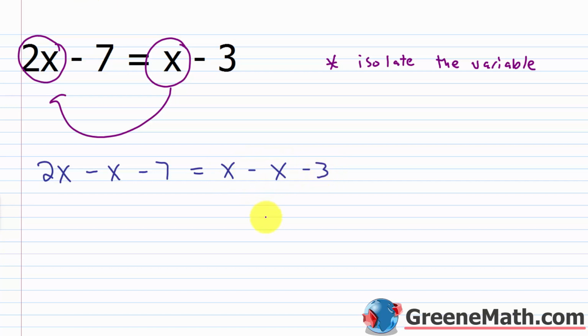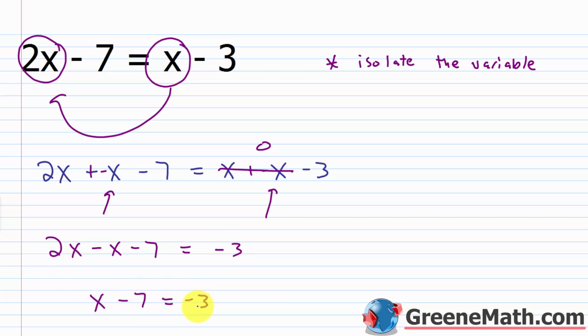Again, all I did was subtract x away from each side. Or again, you could write this as plus negative x. It doesn't matter, whatever is more convenient for you. x plus negative x is 0, so this is gone. I now have 2x minus 7 is equal to negative 3. Now I can simplify because 2x minus x is just x. So I have x minus 7 is equal to negative 3.